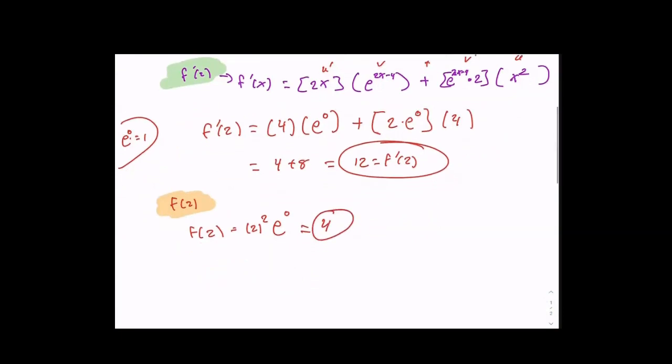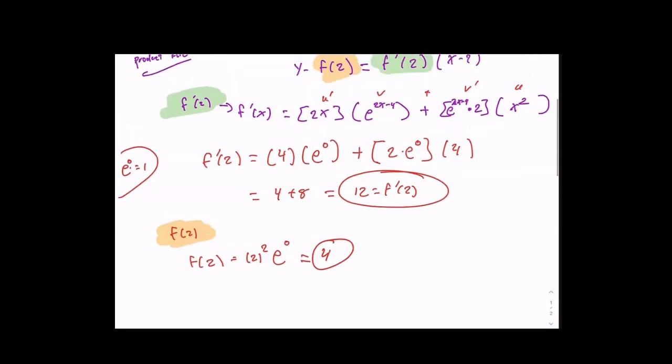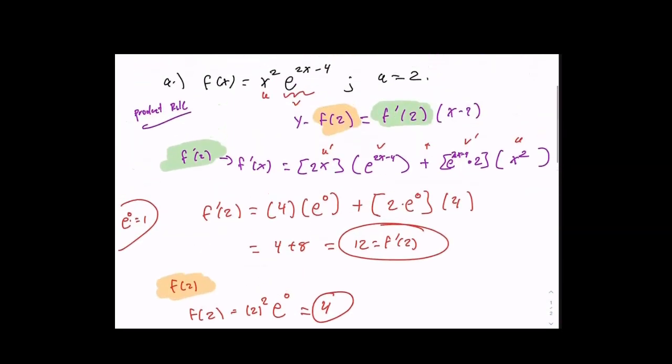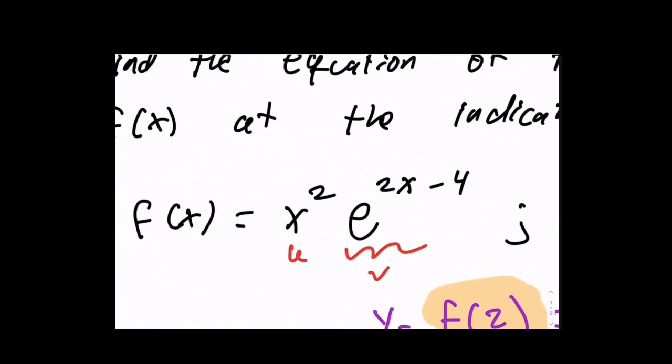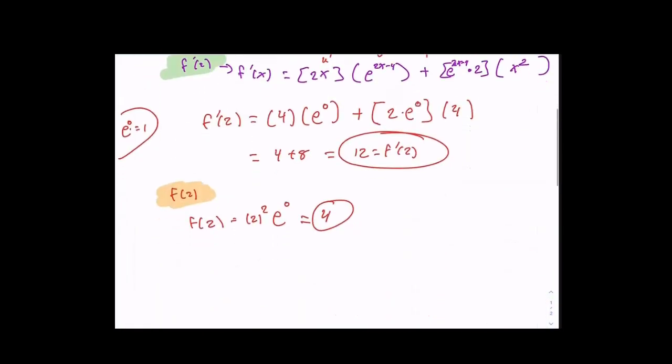All right, so where did you get that from? I'm lost. From the original equation. Here's your original equation, it's the function. And then e to the 0 is just 1. So it's 2 squared times 1, which is just 4. Okay, I get it.